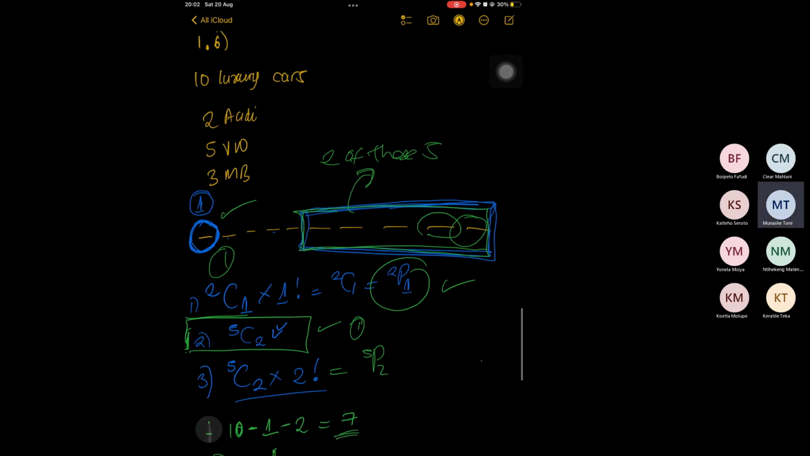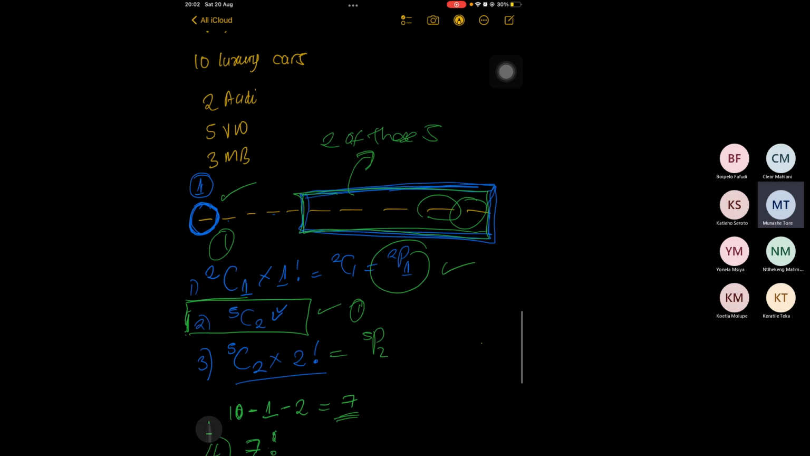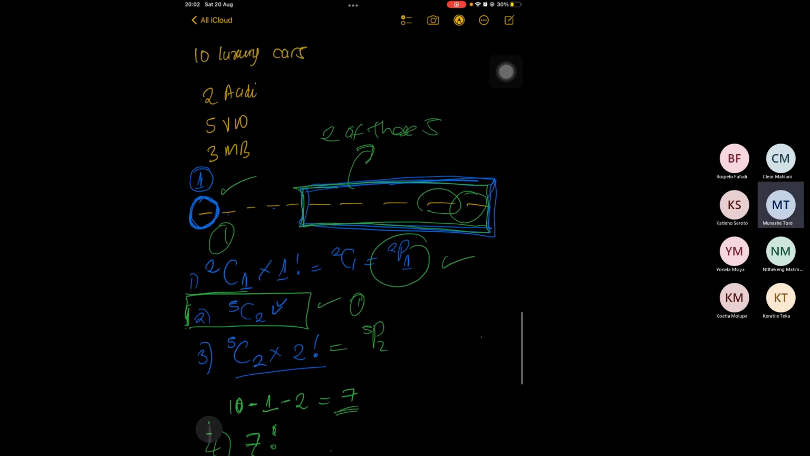So what we did initially was, okay, we consider the first position as he said. The first position is going to be occupied by an Audi, and you already know that we have 2 Audi cars. So you just want to choose 1 out of the 2. Then it's going to be 2 choose 1. Then in how many ways can you arrange that 1 car? Obviously in 1 factorial way. So 2 choose 1 is the same as 2 permute 1. That's the first operation. Now we go on to the second.